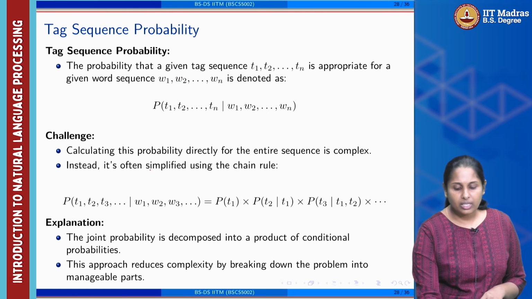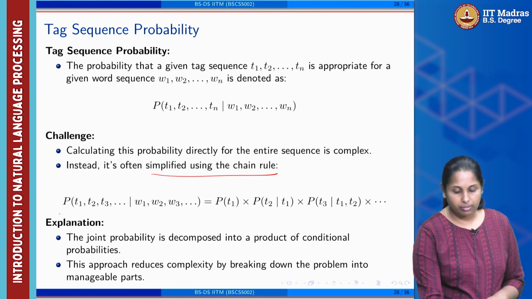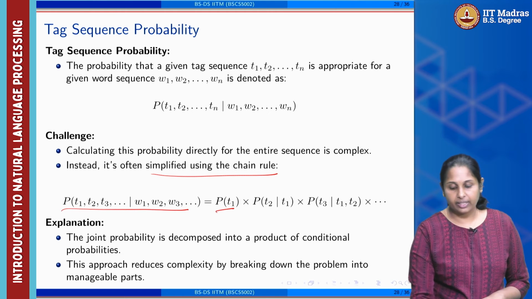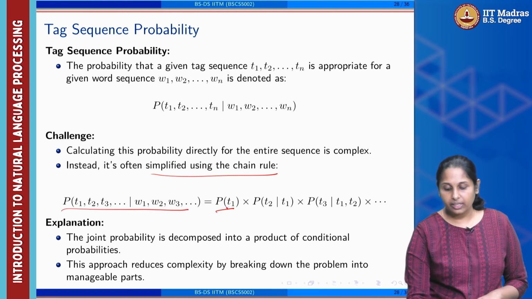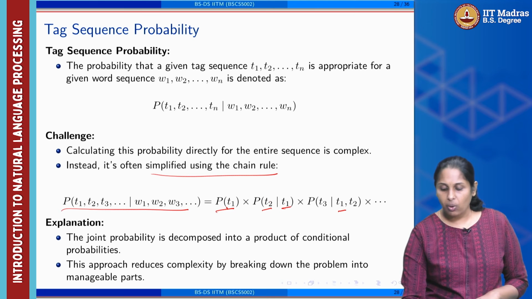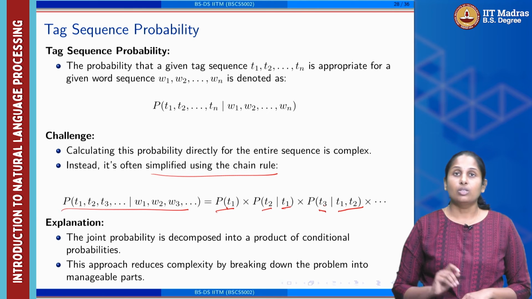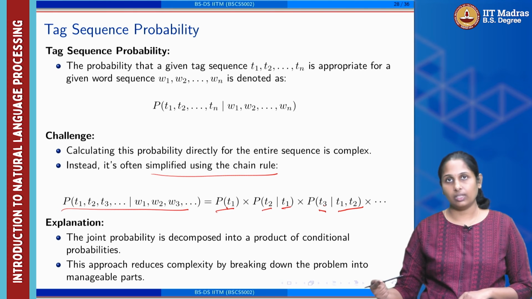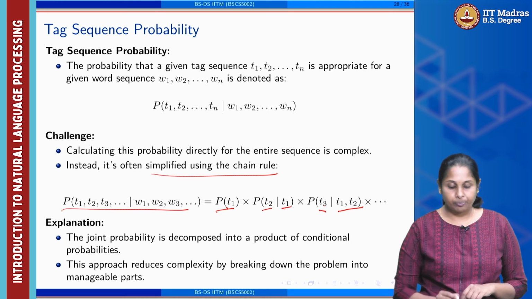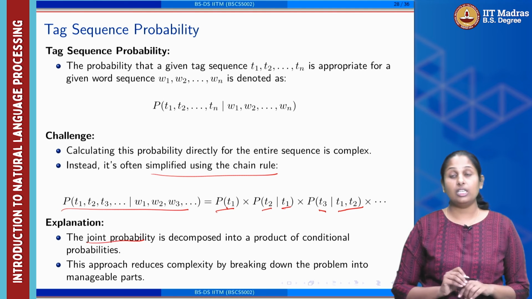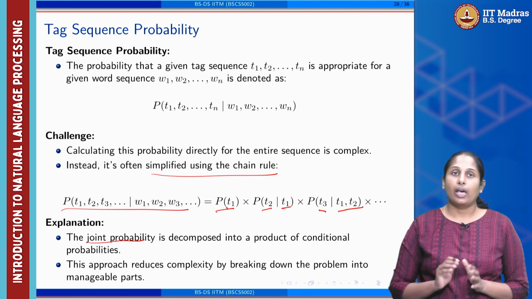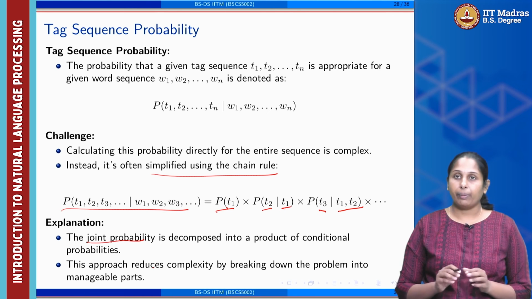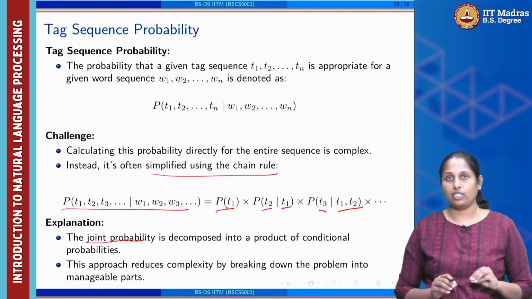It is used with a simplified chain rule like this. There is the probability of tag 1, and the probability of tag 1 in the given context of T2, and T1 and T2 in the context of T3. So we are recurrently identifying how each tag is associated with another tag in a given context. This joint probability is decomposed into a product of conditional probabilities. This approach reduces complexity by breaking the problem into manageable parts.